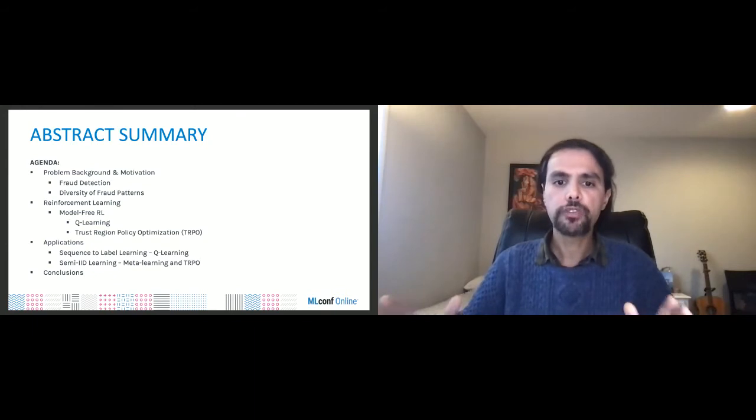We will cover two different use cases in this problem. The very first use case is a sequence to label learning use case. We use a double Q-learning or Q-learning approach in this specific method. And the second application is a semi-IID learning approach, where we use meta-learning and trust region policy optimization approaches. And lastly, we'll conclude this presentation with some conclusions.